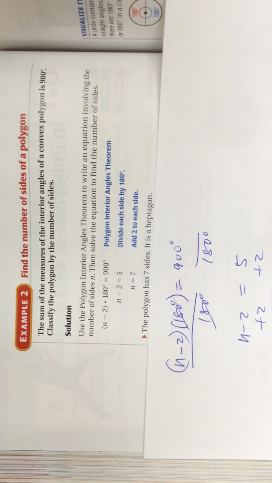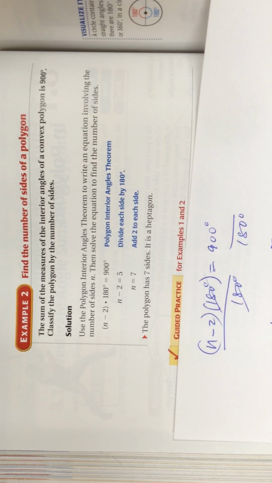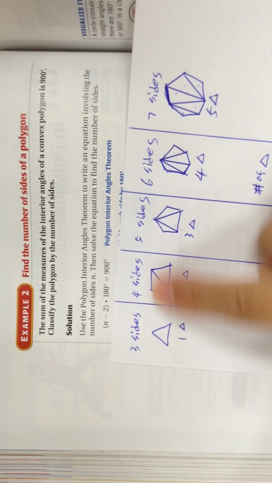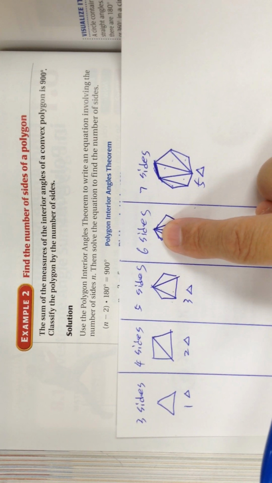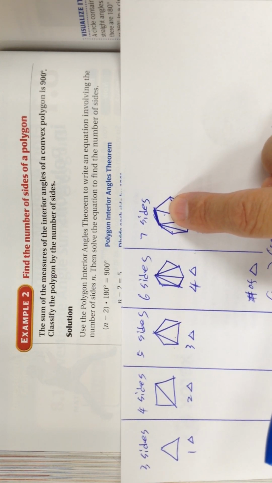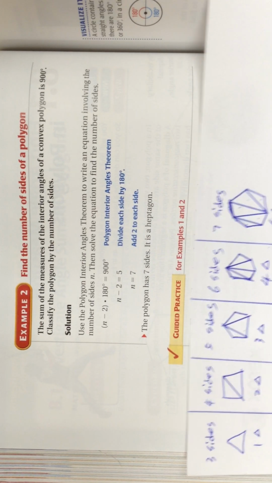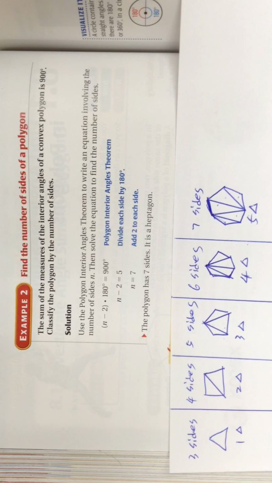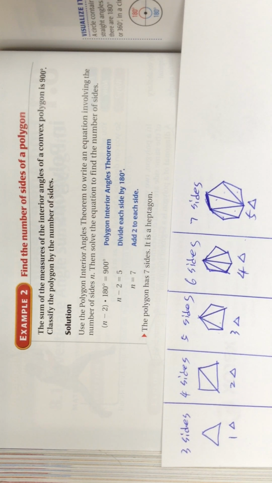So this is 7-sided, and the name of the 7-sided shape is called heptagon. So 3 sides means triangle, 4 sides is quadrilateral, 5 sides is pentagon, 6 sides is hexagon, and 7 sides is heptagon, and 8 sided is octagon. So be familiar with those names. If you don't remember all the names, just go ahead and Google it. If you don't know all the names, just Google the names all the way up to 12 sides.